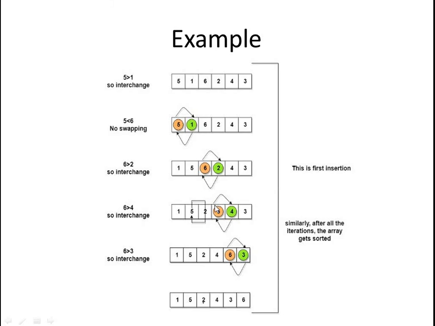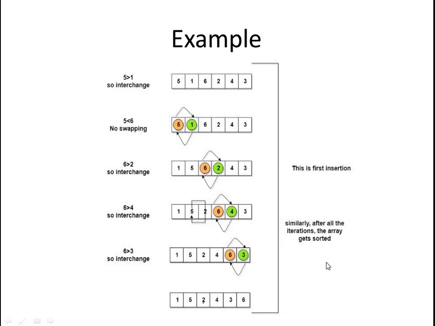In the next iteration, we are checking 6 and 4. We are checking if 6 is greater than 4. It is true, so we need to interchange 6 and 4. And then in the next iteration, we are checking if 6 is greater than 3. It is true, so we need to interchange. So finally what we got is 6 at the end of the array. That is, the greatest element came to the end of the array. So this shows only the first iteration in this sorting.